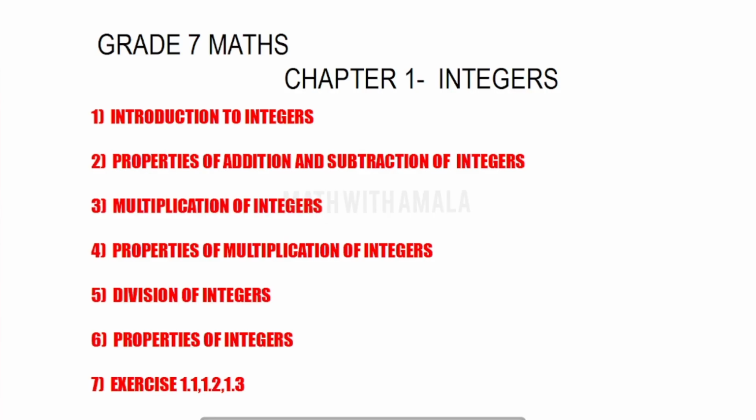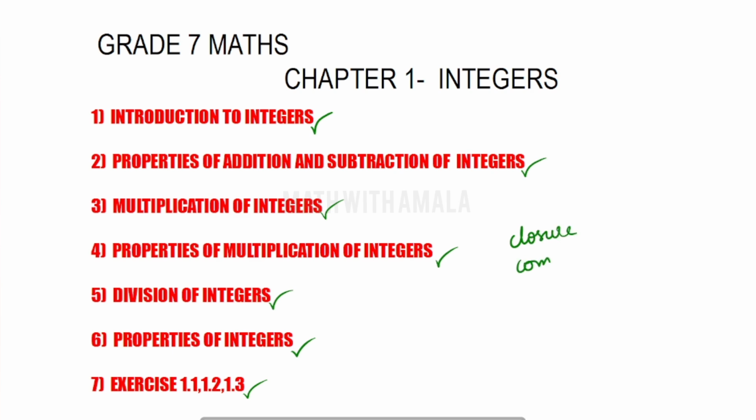Here we start the first chapter of Grade 7 Maths, Integers. There are 7 sections in this chapter. First one is Introduction to Integers, Properties of Addition and Subtraction, Multiplication of Integers, Properties of Multiplication, Division of Integers, Properties of Division of Integers, and the last, exercises 1.1, 1.2, 1.3 in detail.